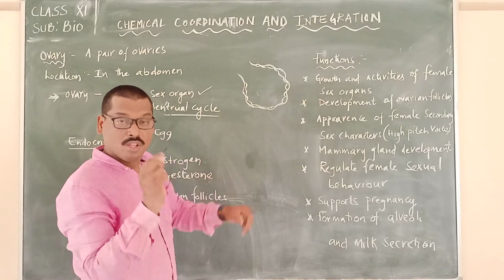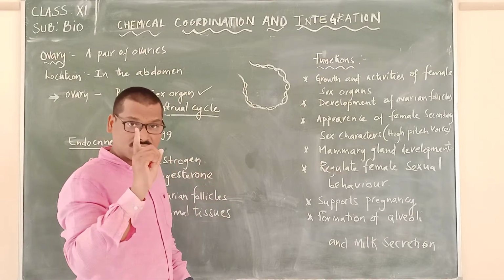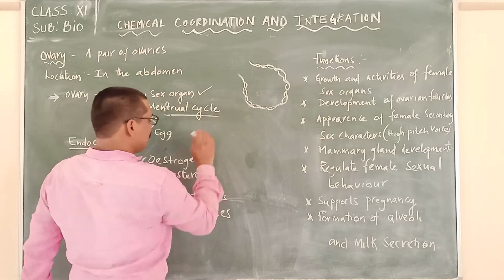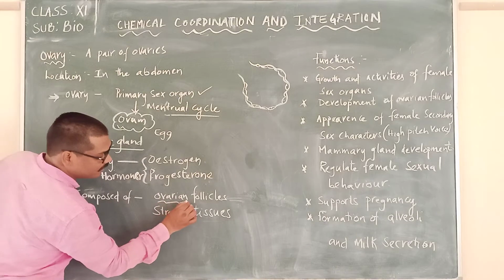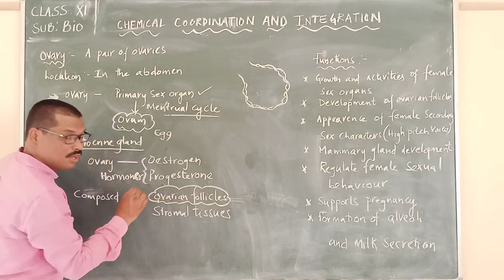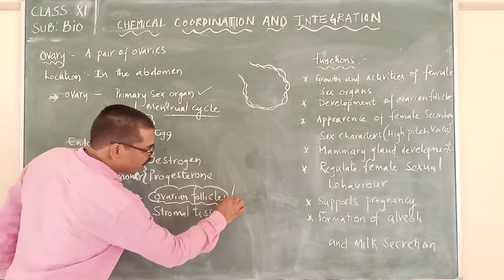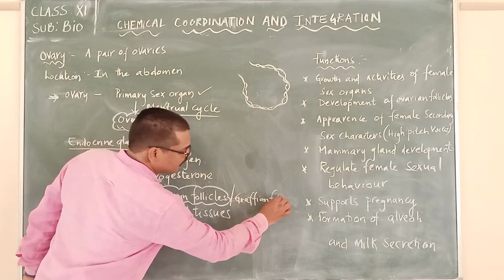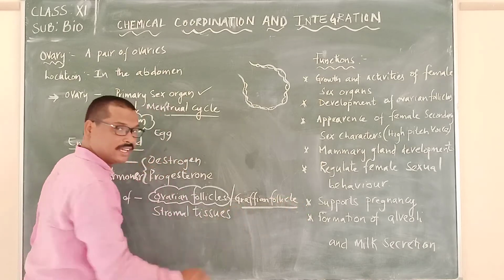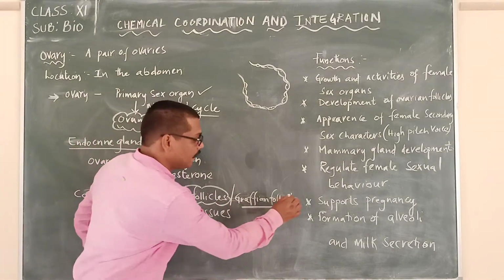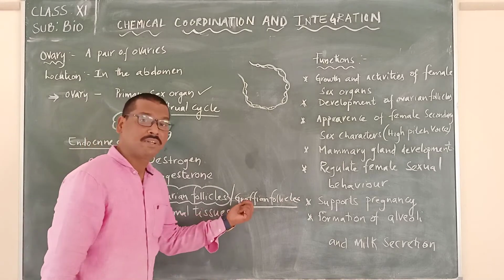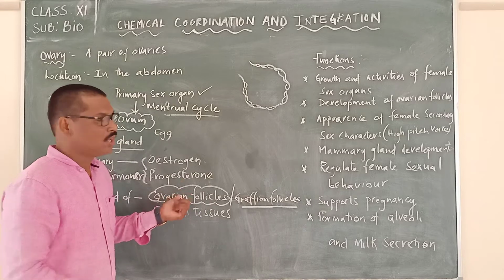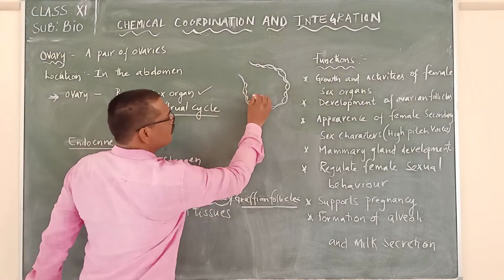Cells from the germinal epithelium layer divide and form the ovarian follicles. These ovarian follicles are also called Graafian follicles. Graafian follicle is the common word which we use, but they are also called ovarian follicles.